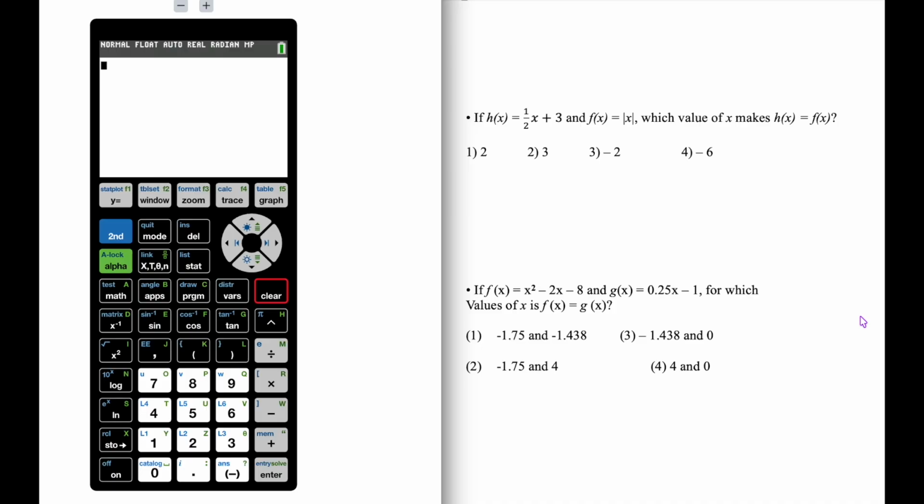Okay, last bit for today. Two for you to try. Notice now we're talking about functions, but it's still the same. When is one equal to the other? So that top one, you're going to put in 1/2 x plus 3, and you're going to try absolute value of x, and you're going to see if you get the same result. For the bottom one, you're going to put in x squared minus 2x minus 8, and 0.25x minus 1, and you're going to see if the answers are correct.